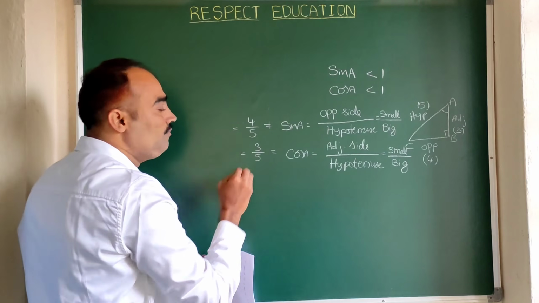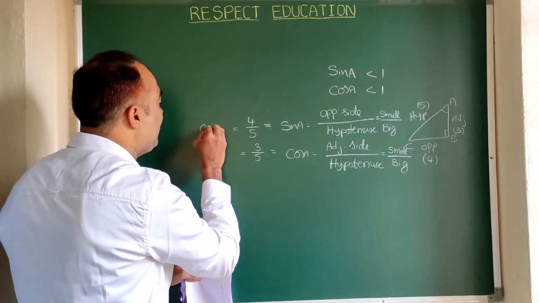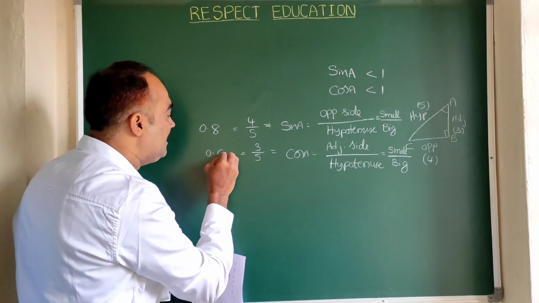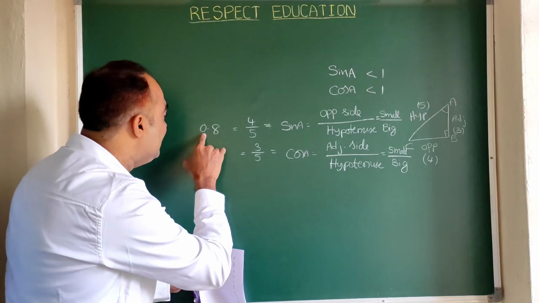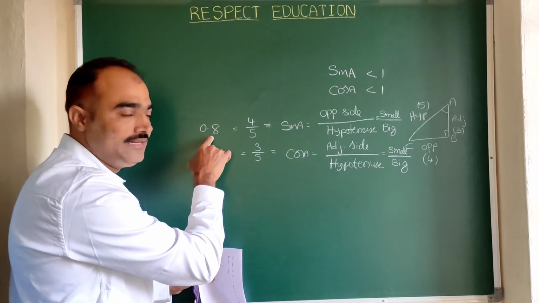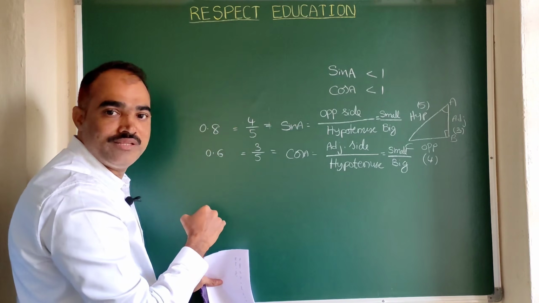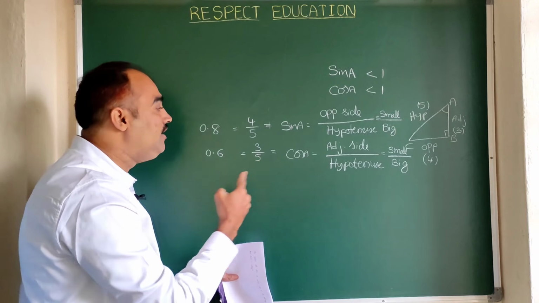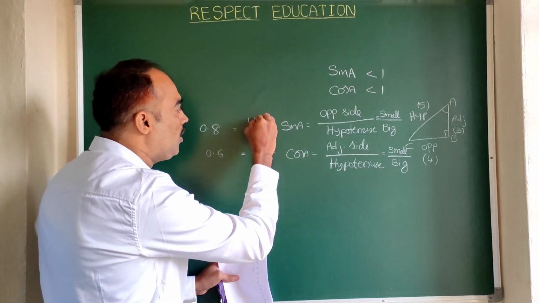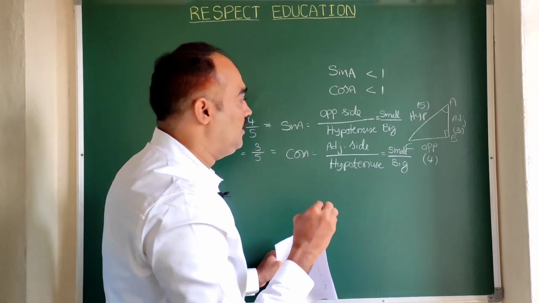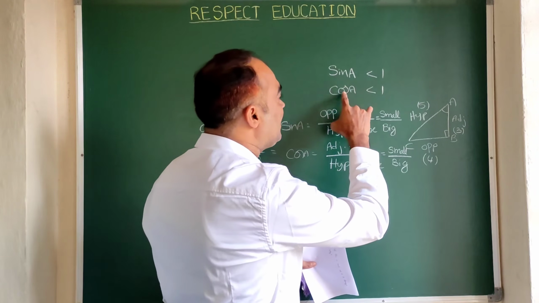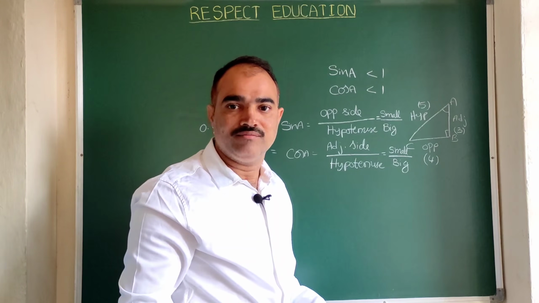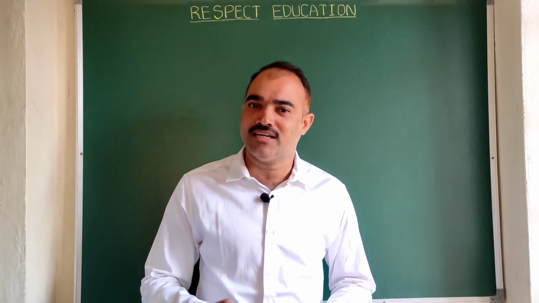Let us simplify this one now. So it is 0.8. 4 by 5 is 0.8 and 3 by 5 is 0.6. These values, 0.8, is it less than 1 or not? Yes, sir. Cos A, 0.6, is it less than 1 or not? Yes, sir. Why do we get this? Small by big. Is it clear? Yes, sir. So here always sin A and cos A are always less than 1. Is it clear? Yes, sir. Okay, any other doubt? Yes, sir.